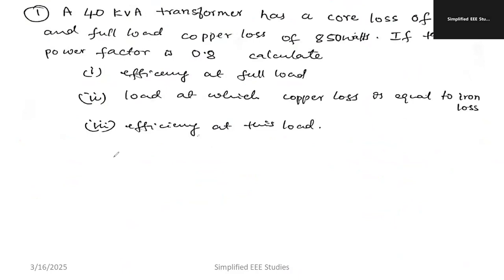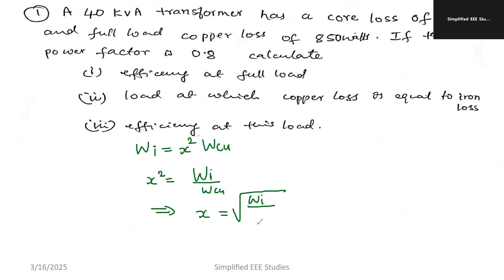While talking about the second part, the load at which copper loss is equal to iron loss: if I talk about the condition for maximum efficiency, we write iron loss is equal to copper loss. That means X square into WCU, because the copper loss depends on the load current. From this I can calculate X square. X square is nothing but Wi divided by WCU. Therefore, the fraction of load is equal to the square root of Wi divided by WCU.